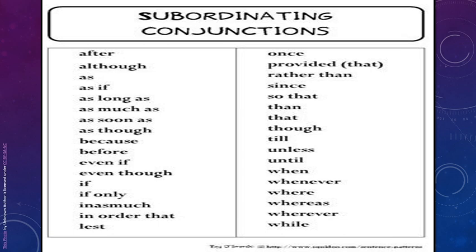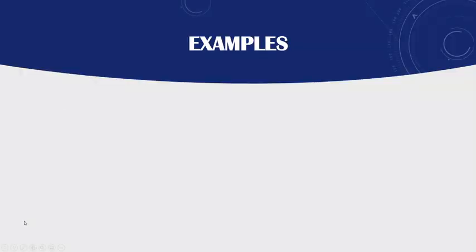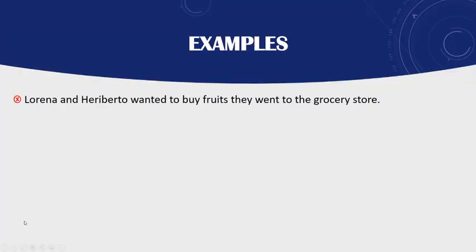Like I said, these are just examples, but remember, if you're trying to identify a conjunction and it's not one of the 7 coordinating conjunctions, that's probably one of these. Okay, so now let's look at some examples of how to fix those run-ons that we saw before. Remember, we had read this example about Lorena and Heriberto.